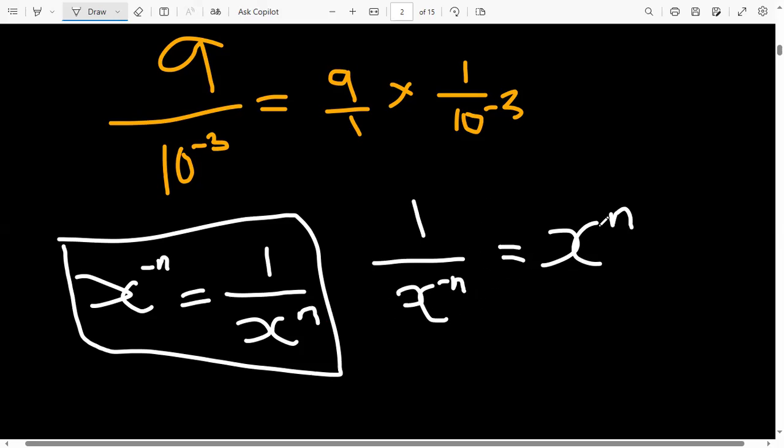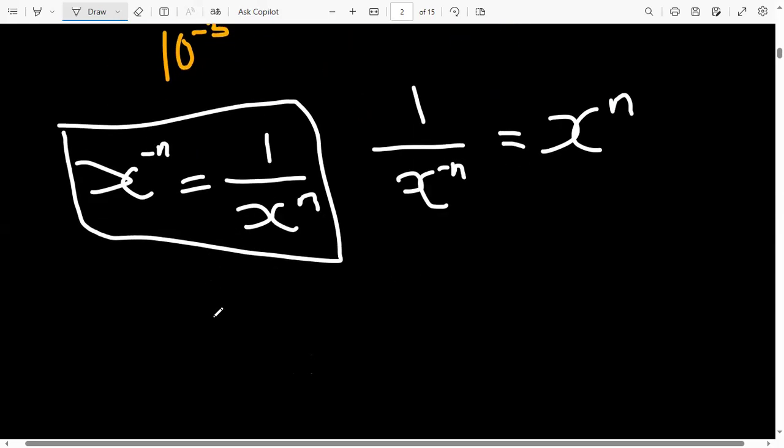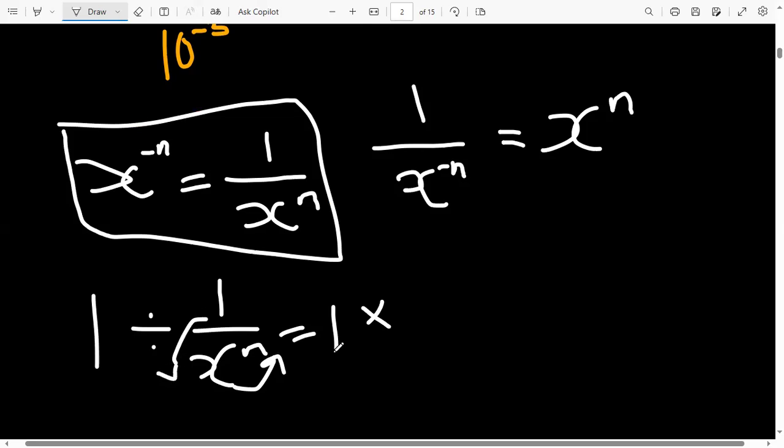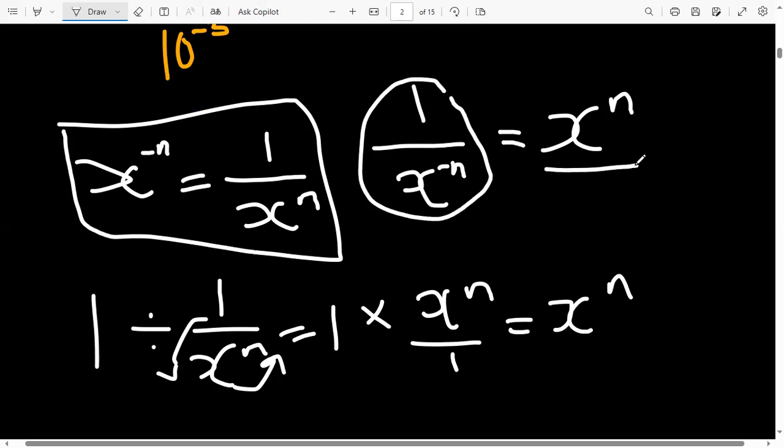So how do we end up with this? We use this property. Remember here I have 1 divided by this, but we know that this can be written as 1 over x to the power n. So I'll write 1 over x to the power n. The division sign changes to multiplication, this moves on top, and the 1 comes down. So I have x to the power n, and then 1. So this is equal to x to the power n. You can see how this has ended up being this.